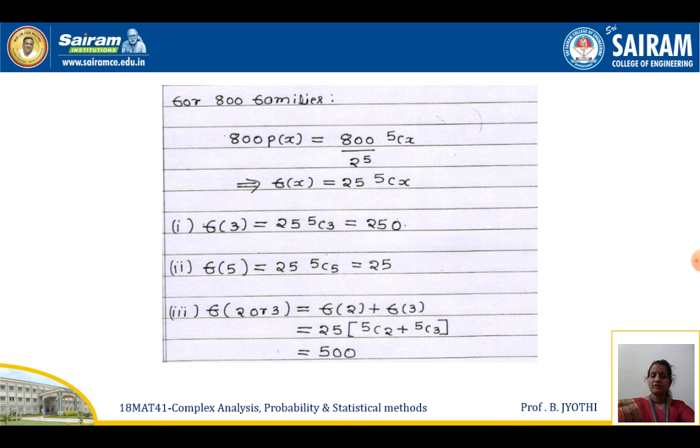For 800 families, we need to multiply the answer by 800 in order to get the required data. So the formula is changed by multiplying 800 with P of x. That is 800 into 5Cx upon 2 to the power 5, which on simplification we get f of x as 25 into 5Cx.